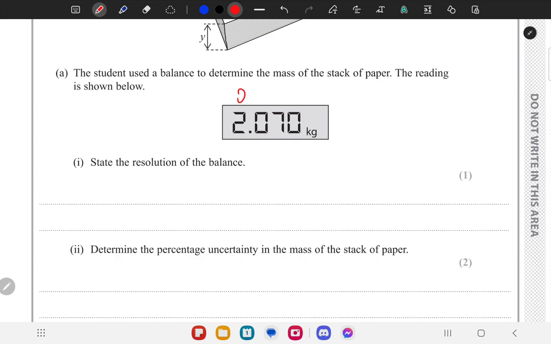value it can measure, so 0.001 kg. This is the smallest value this is measuring. If the reading was given in this form, so 2.07 kg, in this case the resolution of the balance would be 0.01 kg. If it was 2.1 kg, the resolution of the balance would be 0.1 kg. So the smallest number it can measure is the resolution.